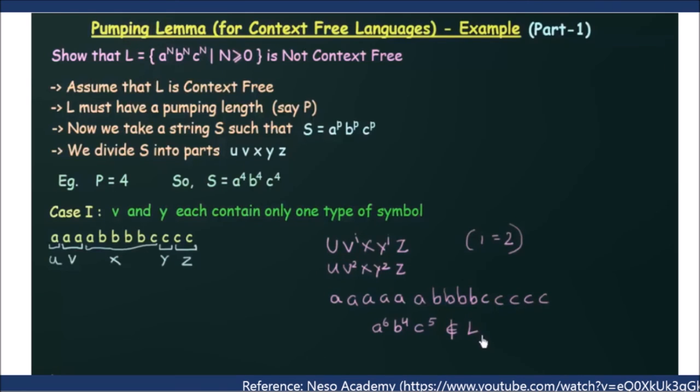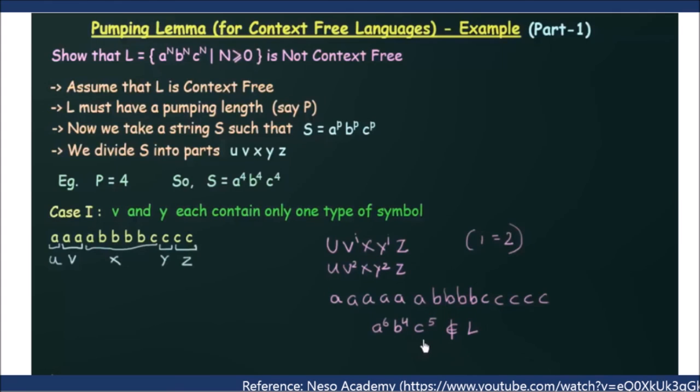So this shows that condition number 1 cannot be satisfied. Since condition number 1 cannot be satisfied, our assumption that L is context free does not hold. It is a contradiction to our assumption. If L was supposed to be context free, then the string that I get here should also belong to the language L, but it does not belong to the language L when I do this.